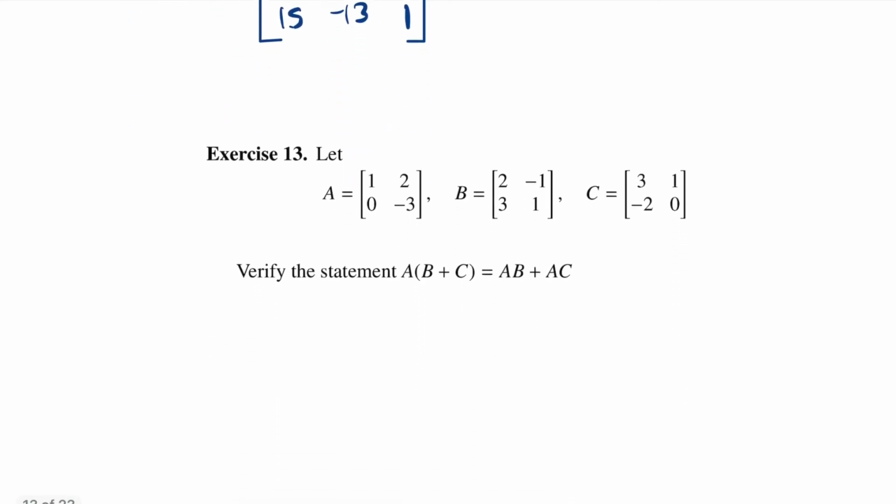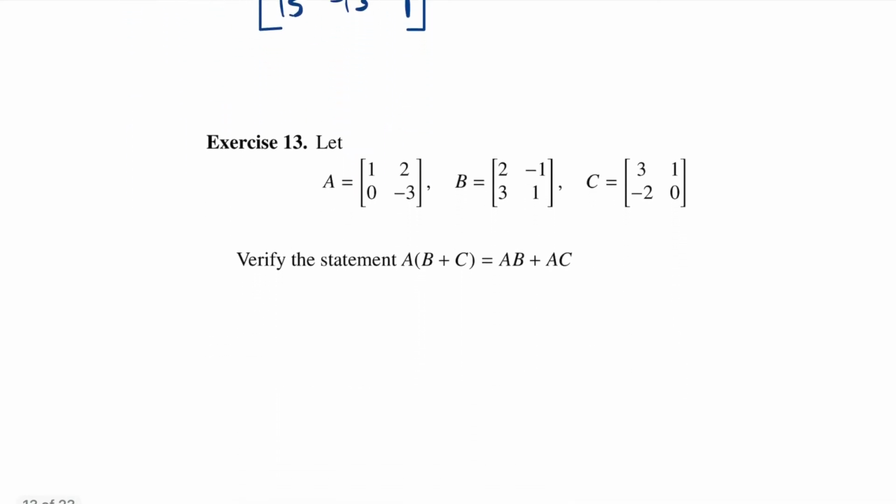All right, now we need to verify this statement. So let's first work on the left-hand side. So LHS. Let's first add up B plus C. That should be, let's see, 2 and 3 make 5. Negative 1 and 1 make 0. 3 and negative 2 make 1. 1 plus 0 is 1.